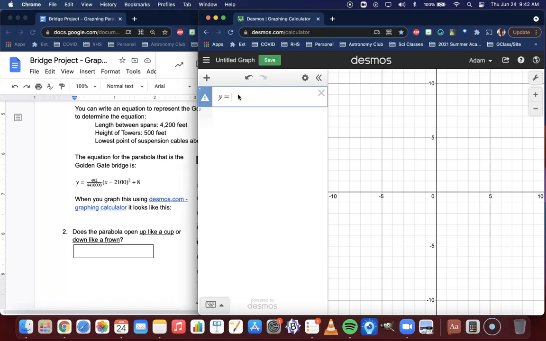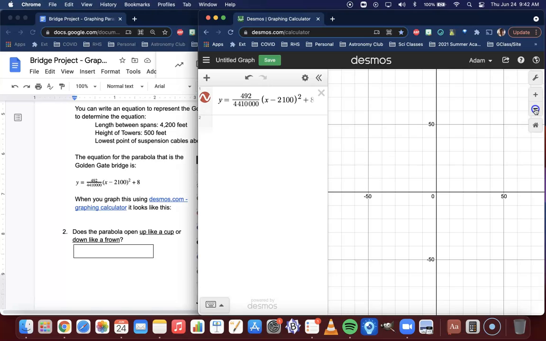So we'll do y equals 492, we're using this equation here. And then if you do the division symbol, it will give you a fraction. So then 441 followed by 4 zeros. That's the a term out in front. Then you do x minus 2100. That's half of the length of the longest span, plus 8 feet above the roadway. Now you might say, okay, I've plugged that in. Where is my graph? The graph is here.